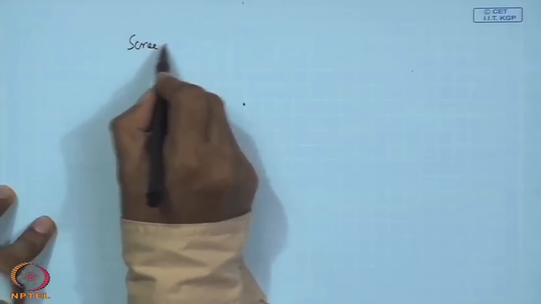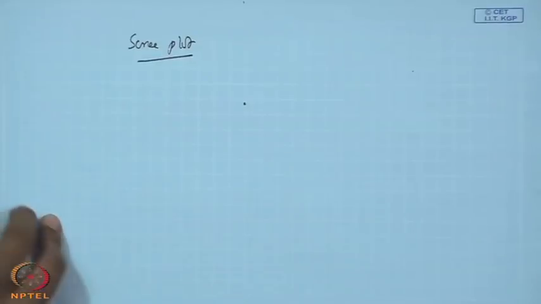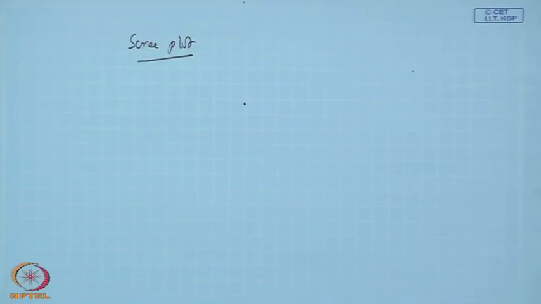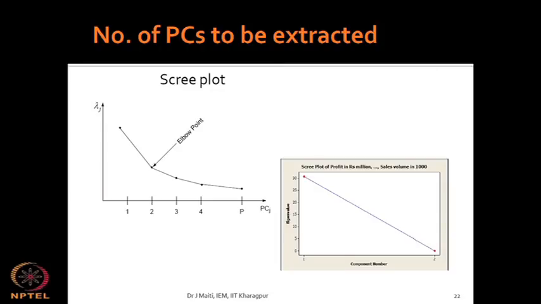Then, one more popular criteria is there, that is the Scree plot. Now, see the Scree plot here. Scree plot is nothing but you keep the lambda value on this side, the PC on this side, and then put every lambda value here. You will find out that ultimately the curve will create an elbow type of shape. Elbow will be there. Elbow is the point.